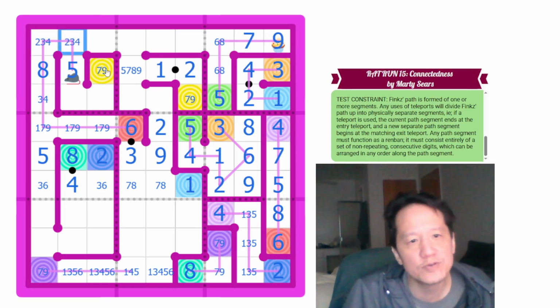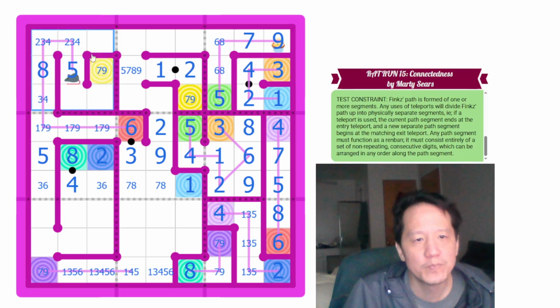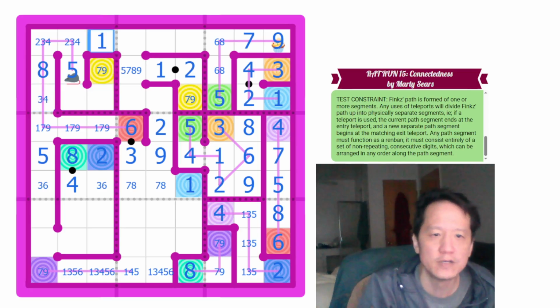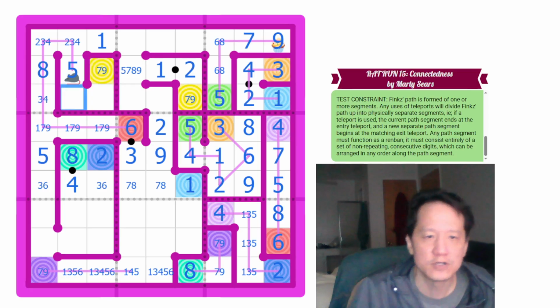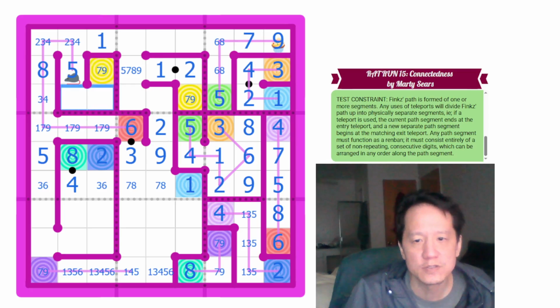We have a 2, 3, 4 triplet in box 1, which eliminates 2, 3, and 4 from the rest of the box. Whereas the 1 cannot be here, it has to be here. So this is a 1. The rest are 6, 7, and 9. So this is 6, 7, and 9.